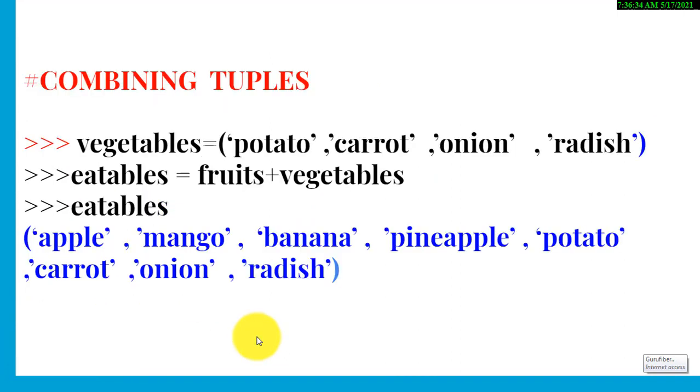Similarly, another thing that can be done with the tuples is you can combine the tuples. We already have taken the example of vegetables and fruits, and the same is being followed up. Over here we have vegetables which is assigned potato, carrot, onion and radish, and fruits has already been assigned before. So what we are writing over here is eatables, which is equal to fruits plus vegetables. Now if I write eatables, I can get the combined form of the tuples.